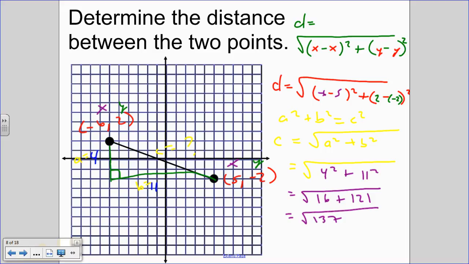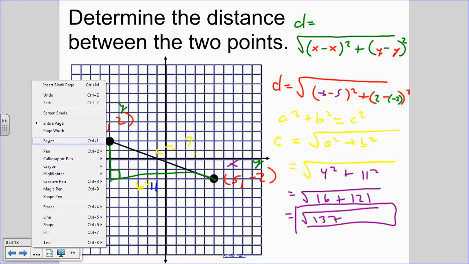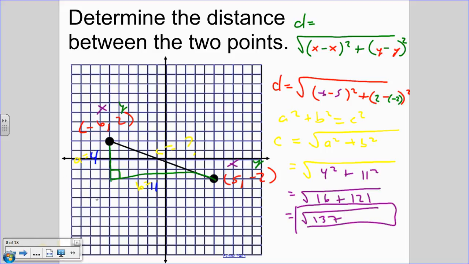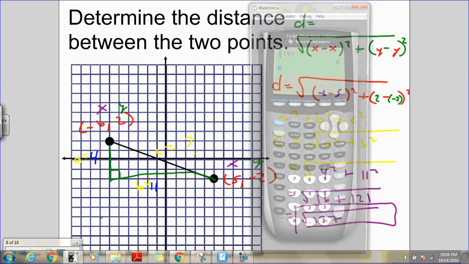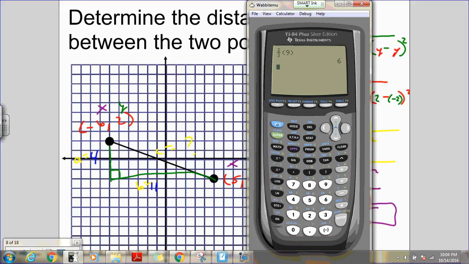So you could leave your answer just like this. This is a perfectly great answer. The square root of 137. Or you can grab your calculator and type in the square root of 137 and see what we get. So let's grab our calculator real quick. So it's second x squared and then 137. And you would get approximately 11.7.